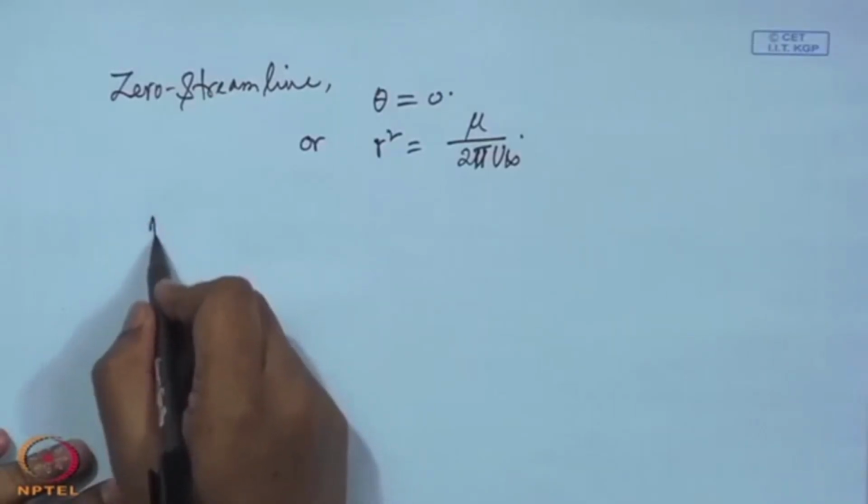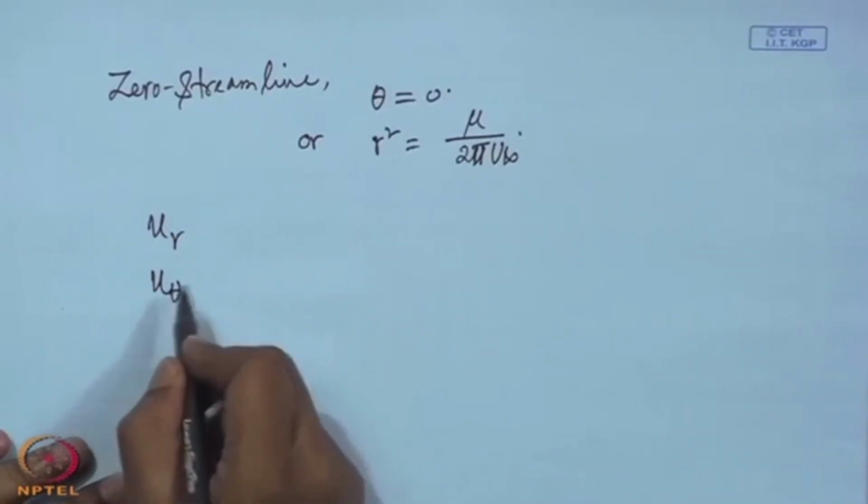Still, let us confirm whether this circle can be represented by a solid body. If it is a solid body, then it will satisfy the boundary condition also. If we want to represent this zero streamline or this circle by a solid body, then our boundary condition must be satisfied. What is the boundary condition? That the flow must be tangential, or the normal component of the flow velocity must be 0. So, let us find the velocity components. What are the velocity components? u r and u theta.